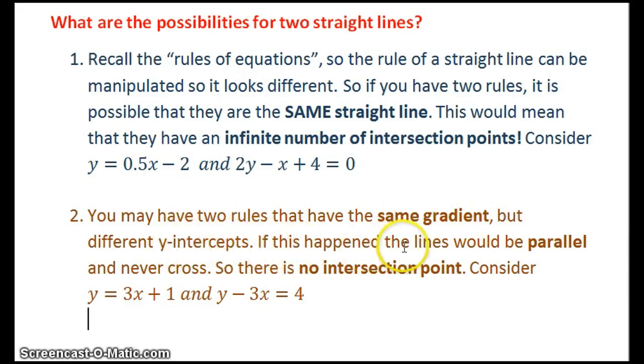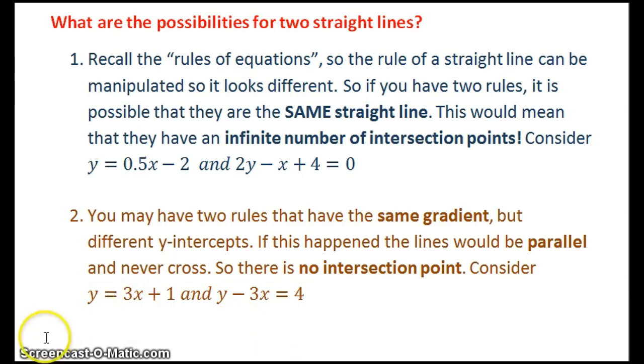Another possibility is you have two rules that have the same gradient, but have different y-intercepts. If this happens, the lines would actually be parallel to each other and never cross over. So there is no intersection point. Consider these two straight lines: y equals 3x plus 1 and y minus 3x equals 4.